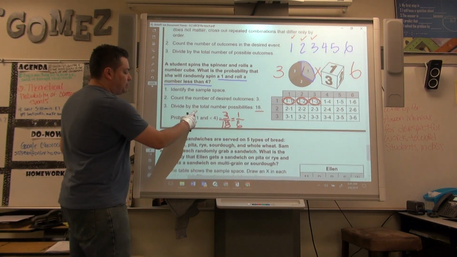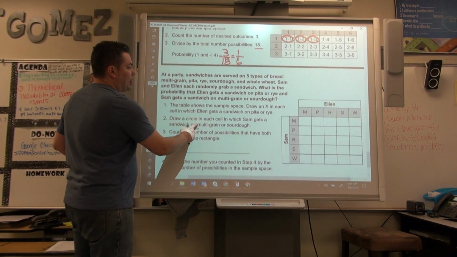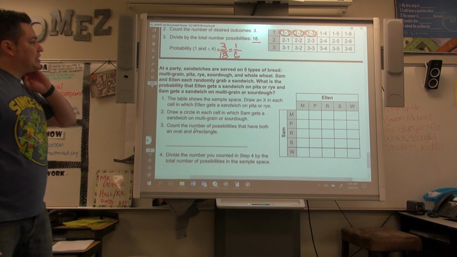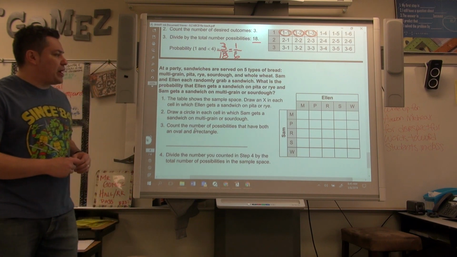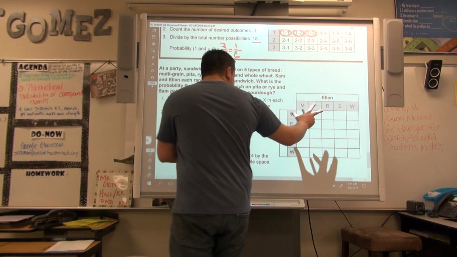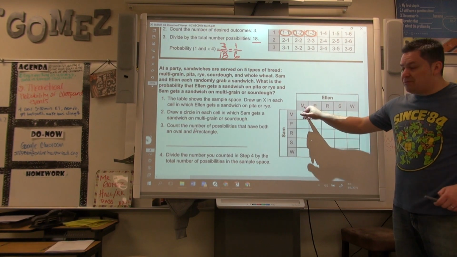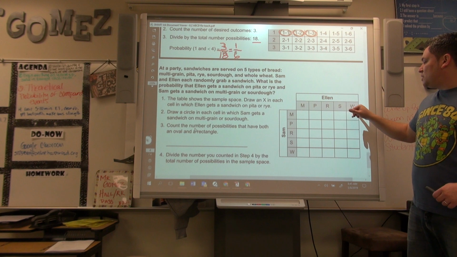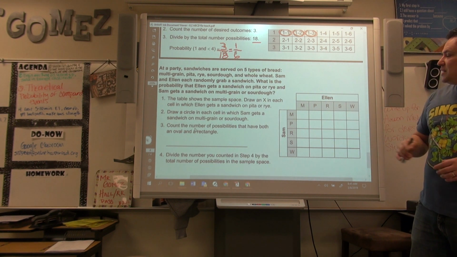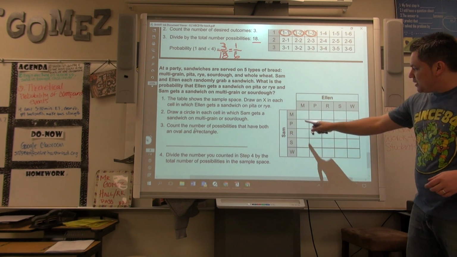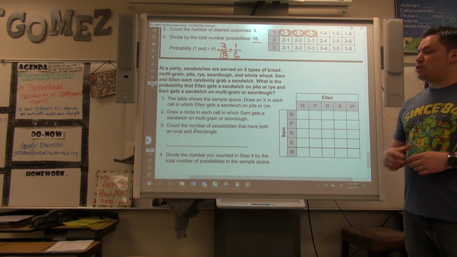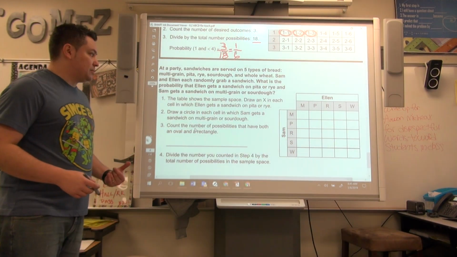Now we have a few more examples right here. We have another table, and we're going to fill it out. It says, at a party, sandwiches are served on 5 types of bread. We have multigrain, which is going to be the M, pita, rye, sourdough, and whole wheat. We have Sam and Ellen, and we have the same breads for both of them. Sam and Ellen each randomly grab a sandwich.